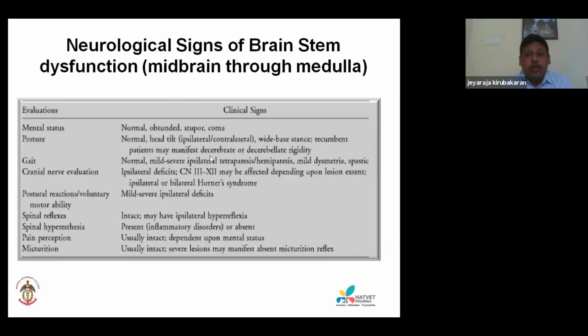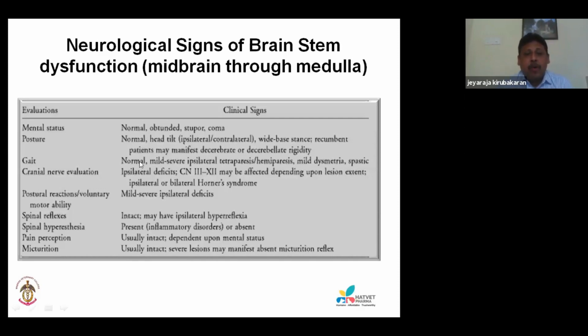Then coming to the neurological signs of the brainstem, just a summary here. Mental status can be normal, obtunded, stuporous, and it can go to a comatose stage. It's worse than a cerebral lesion. So usually you see coma here very commonly. Coming to posture, it can be normal or a head tilt, which can be ipsilateral or contralateral. And it can have a wide base stance. I showed you what a wide base stance is. And it may exhibit decerebrate or decerebellate rigidity. So you see severe signs more commonly with brainstem lesions rather than with cerebral lesions.